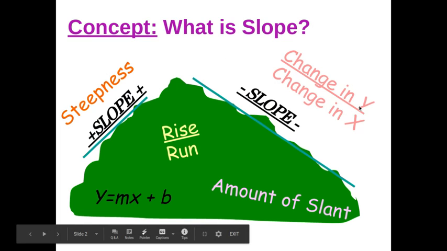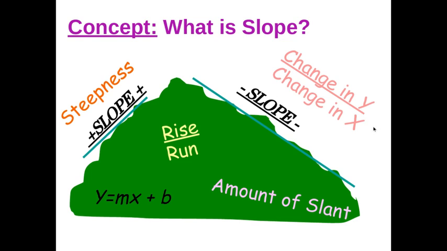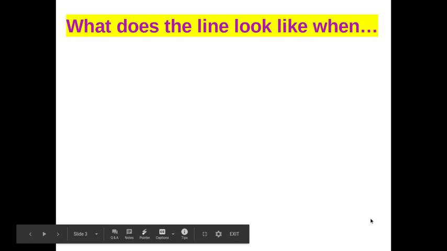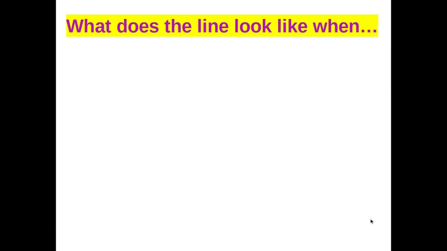All right, so steepness. And then the change in y over the change in x. We knew when we did slope that the formula for that was y2 minus y1 divided by x2 minus x1. So that's this here. And then we also use rise over run. It's the amount of the slant, and it's also what we're going to talk about today, which is the slope-intercept form.